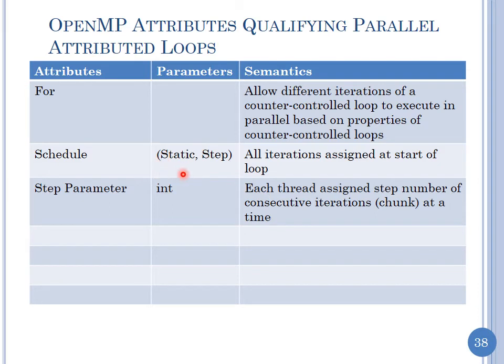But assuming static, that the number of consecutive iterations assigned to a thread is constant, we just need to determine the size, the number of elements in that block or step. Okay, and we can do this all at the start of the loop. We don't really have to call process iteration in the middle of the loop. That was just something I presented to show you what logically happens.